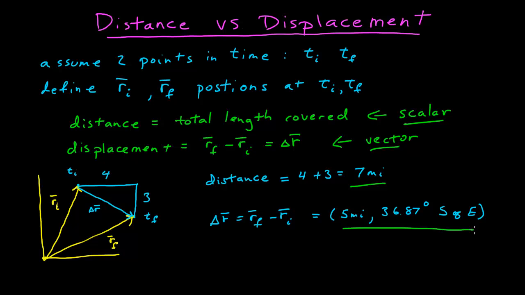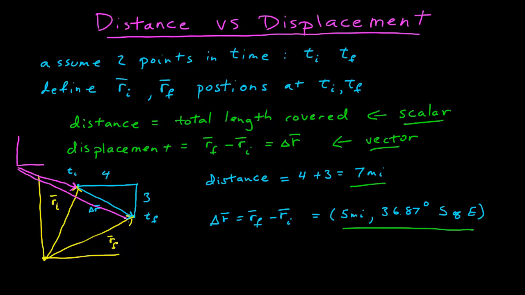So the position vectors themselves are of course dependent on the coordinate system, but the displacement vector is not. For example, if we had a different coordinate system, we could, let's say, make a coordinate system up here, and given this new coordinate system, we would have different position vectors.